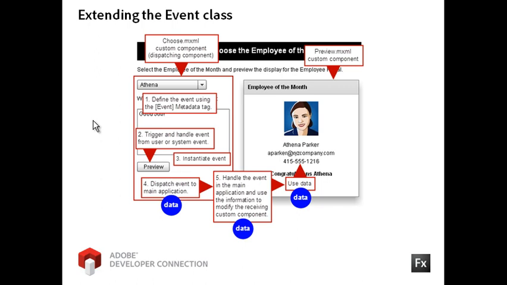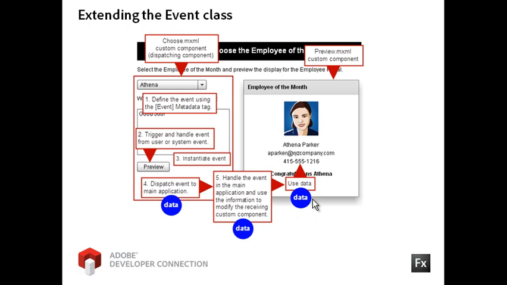To pass data with your event object, you start with the same steps that you learned in the last video. First, you define the event type. Then you handle a user or system event that triggers the custom event. In the handler, you instantiate the event and then dispatch it to the main application, which handles the event. In the last video, the application displayed the Employee of the Month preview component. In this video, you will attach data to the event that is dispatched to the main application so that the second custom component can use the data.